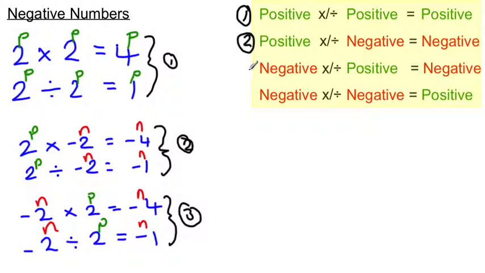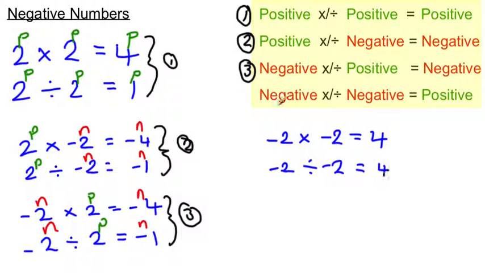And then that brings us on to the very final rule when we're multiplying and dividing by negative numbers that you need to know, and that is that a negative and a negative will always make a positive. So if we were to have negative 2 times by negative 2, that will equal a 4, and then negative 2 divided by negative 2 will also end up equaling a positive.